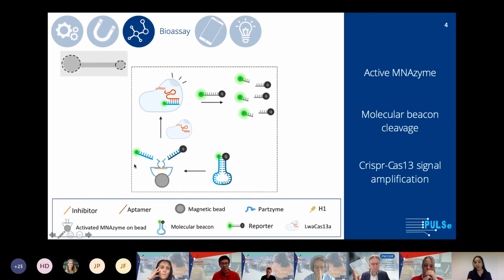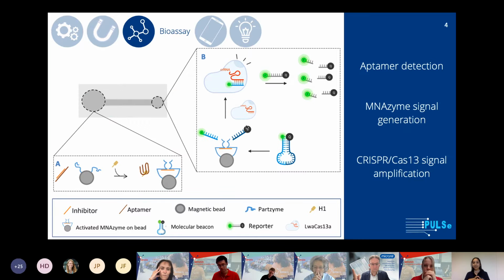Once the molecular beacon strands are released in solution, they can find their complementary CRISPR RNA strand and activate the Cas13 protein. Once the Cas13 protein is activated, it can cleave the reporters that are also present in the reservoir, and this results in the separation of, again, the fluorophore from the quencher, and this time it amplifies the signal. So the scheme might seem complex, but in essence, it's just a simple cascade of events.